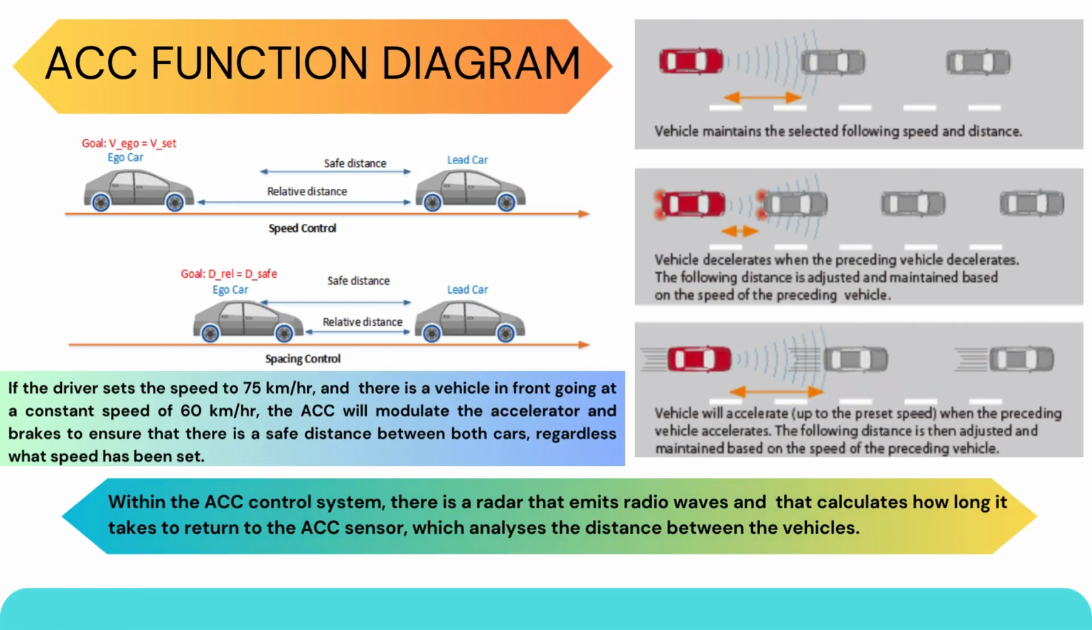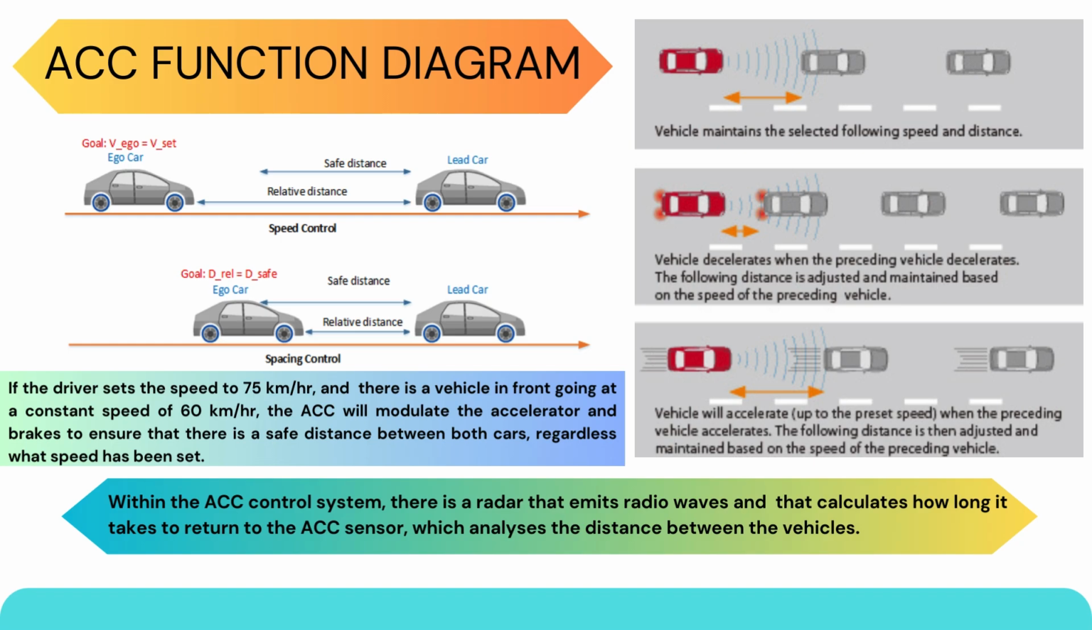Now we move on to the ACC function diagram. Here we can see there are two cars, the Eagle car and the lead car, at a relatively safe distance. But when ACC has been set in, the Eagle car will move to the safe distance of the lead car. For instance, if the driver sets the speed to 75 and the front car is at 60, the ACC will modulate the accelerator and the brakes to ensure there is a safe distance between the two cars regardless of what speed has been set.